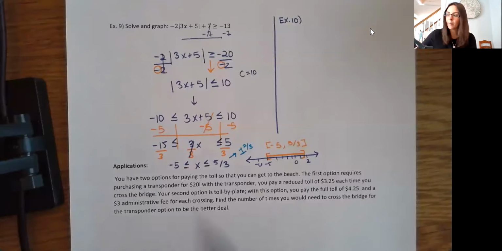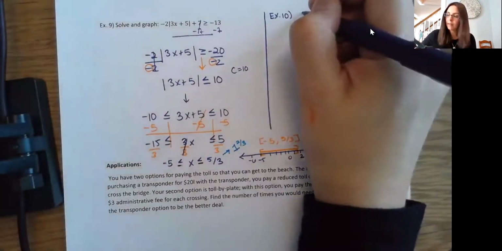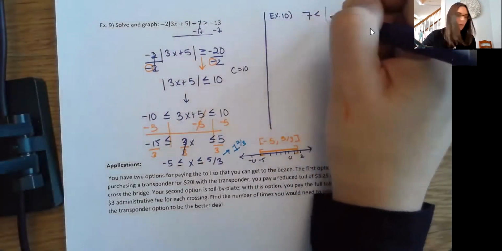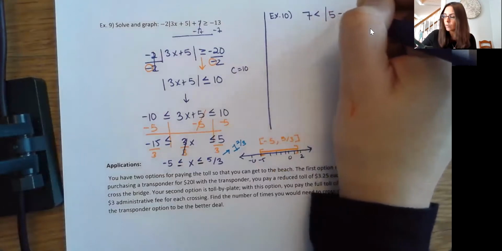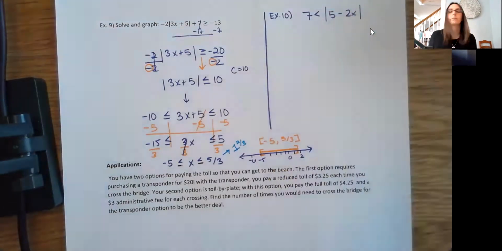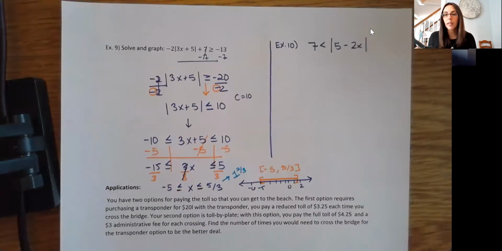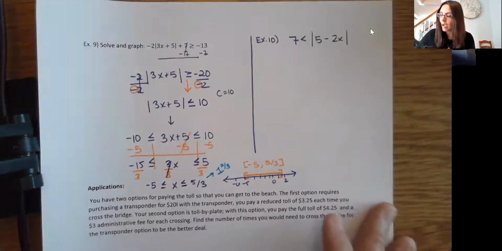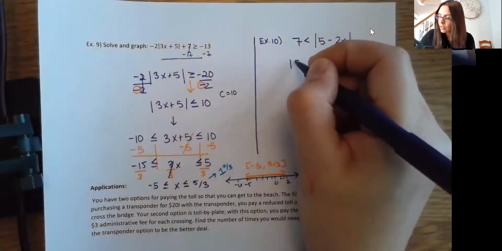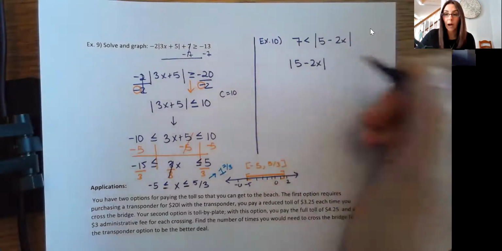And it's going to be the same step. We're going to solve and graph, and it is 7 less than the absolute value of 5 minus 2x. So here, my absolute value is already isolated. I'm not going to lie, I don't really like having my absolute value on the right. I kind of like having it on the left better. I find it easier to understand. So if I want to, I can switch this around. I just have to be really careful that I don't change the problem.